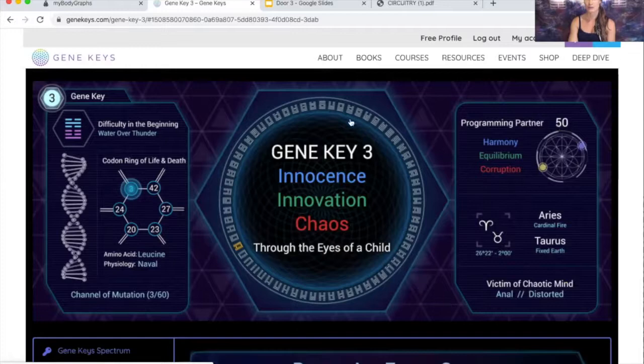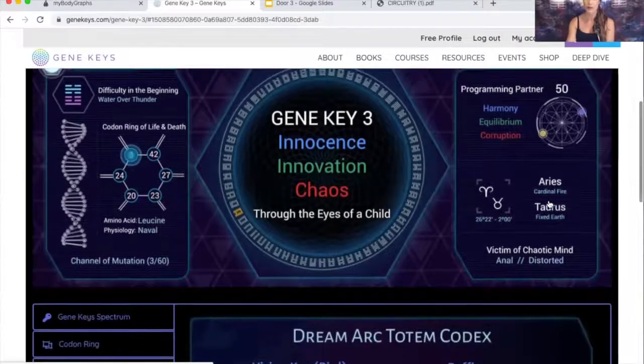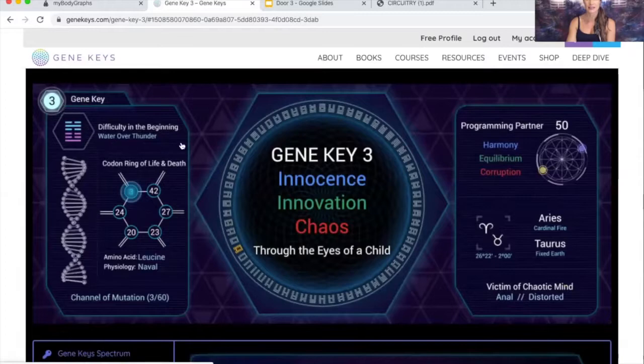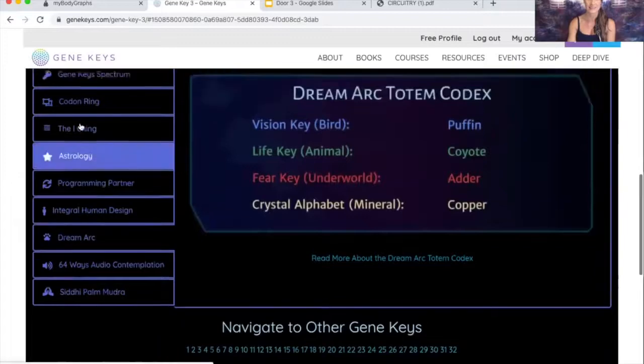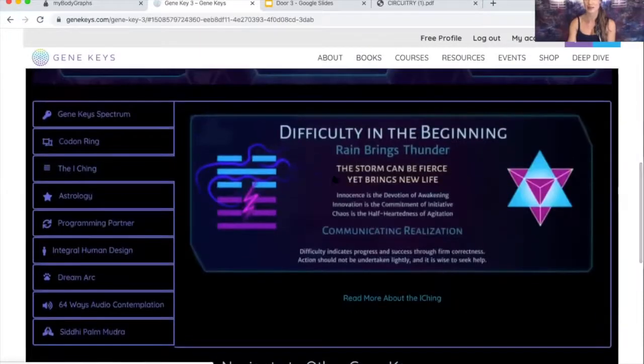This part of the cross will be as well in the activation sequence for the gene keys. If you're born this week and have the 3 as your life's work, you have 50 as your evolution. When we look into the I Ching of it, we see it's water over thunder, and I really like the way this hexagram is explained. So first of all, the storm can be fierce, yet brings new life. So that's the thing, when we have this innovation all the time, it can look chaotic. It can look like there's no order, but actually it's bringing something new.